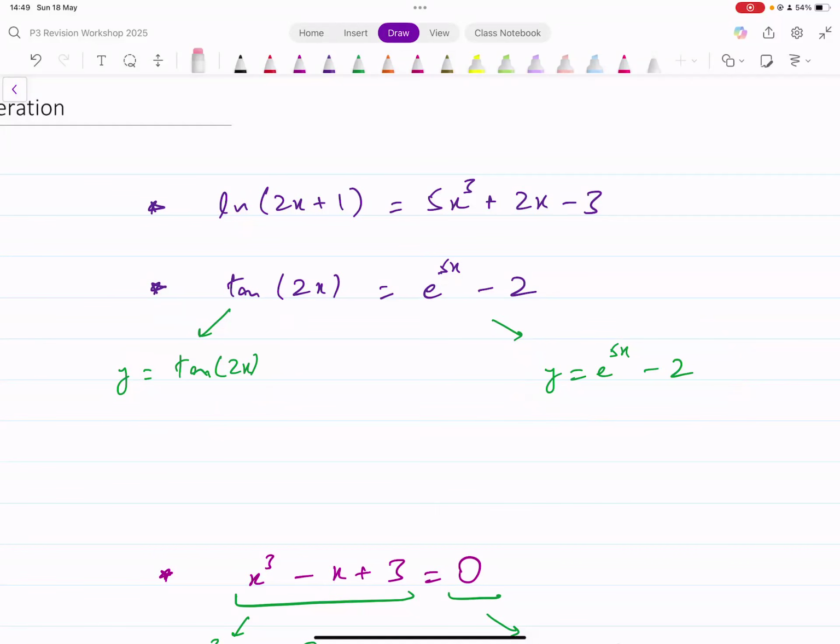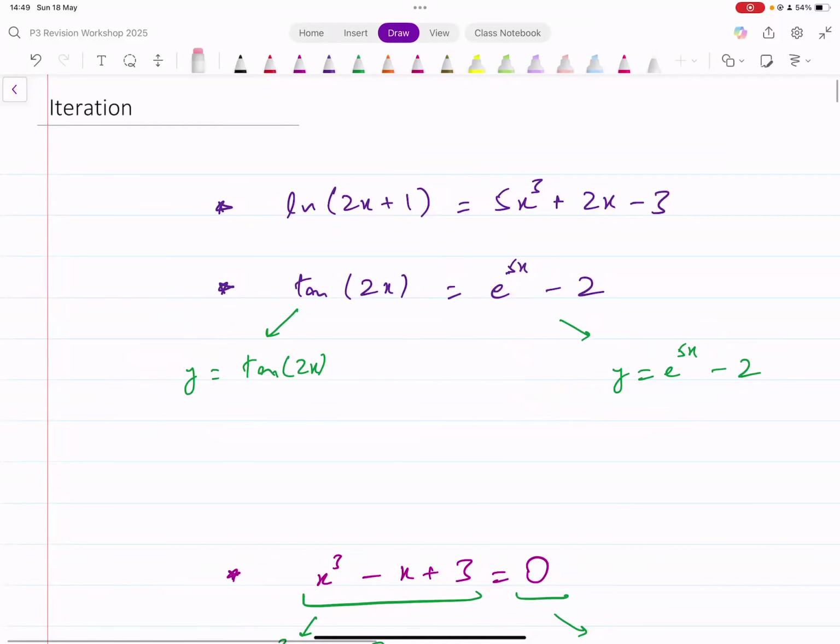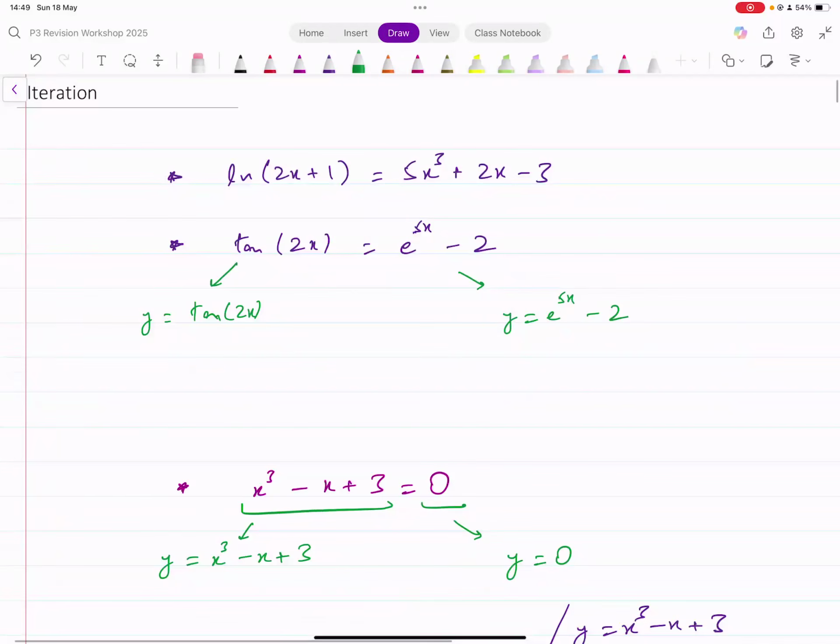But how do you find more exact answers? That's what we use this process iteration for. It's called a numerical method. There are actually multiple numerical methods that are there. In our syllabus, we only have iteration, right? This is one method that we use for solving equations. Now, what do we need to know about this topic?